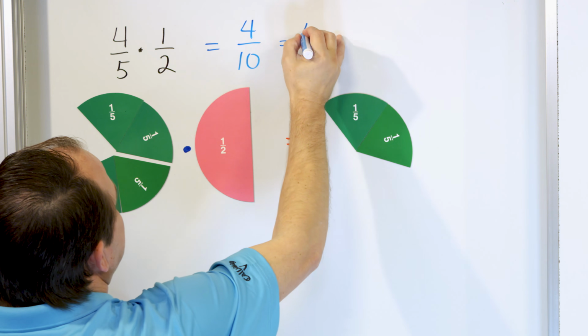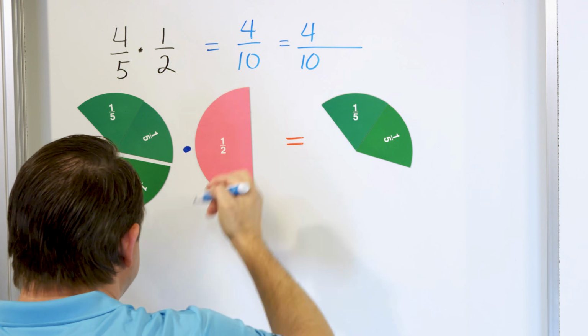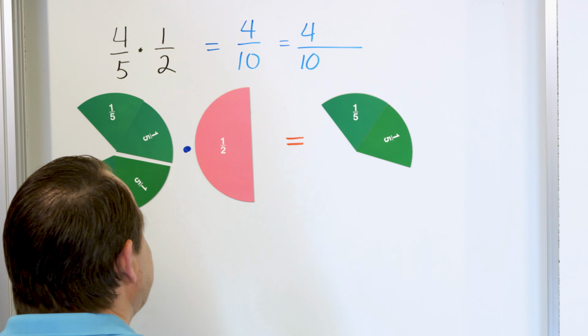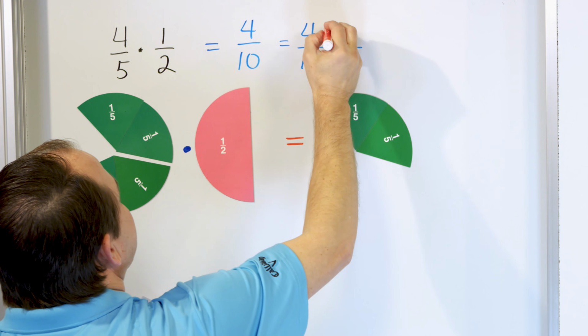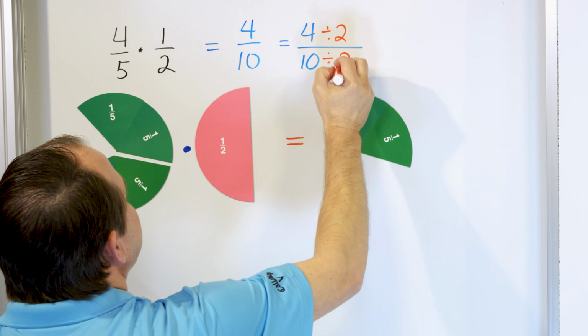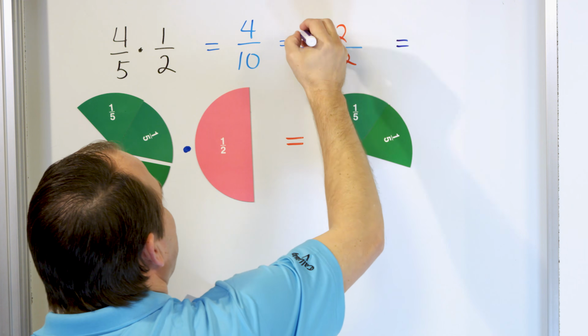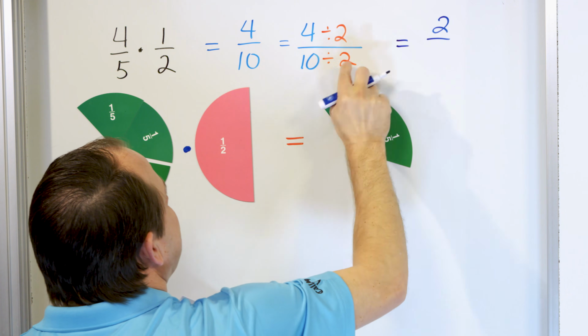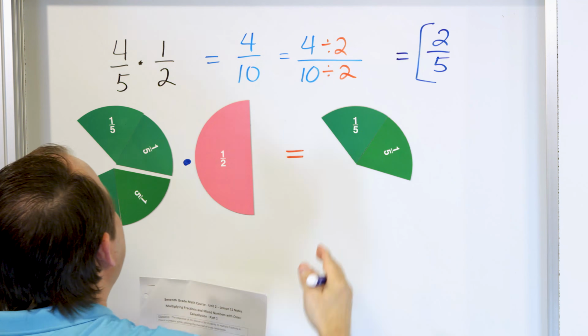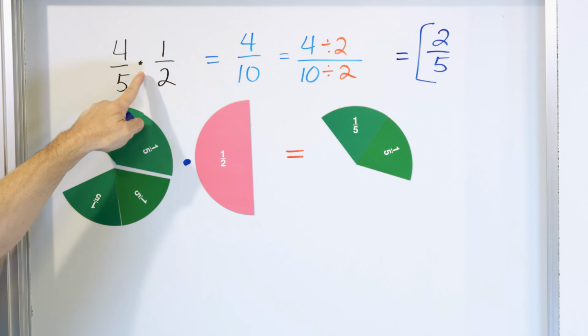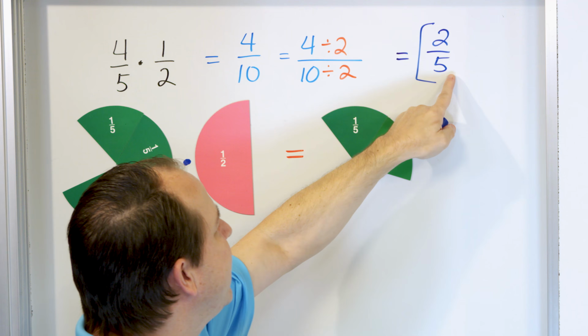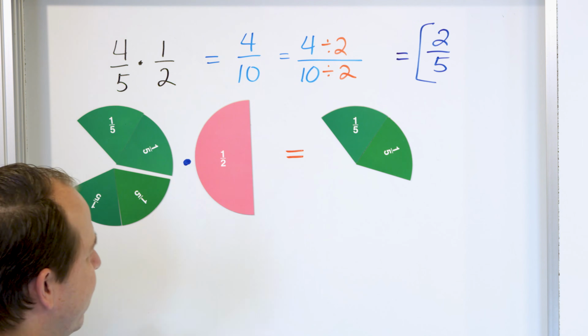Let's simplify our answer, because as you know, we can divide fractions by anything we want as long as we do it to the top and the bottom. So we're going to divide by 2, because they're both even numbers. And then what we actually get is 4 divided by 2 is 2, and 10 divided by 2 is 5. So when we take the fraction 4/5 and we multiply it by 1/2, the simplified version of what we get is 2/5. That's exactly what we got here.